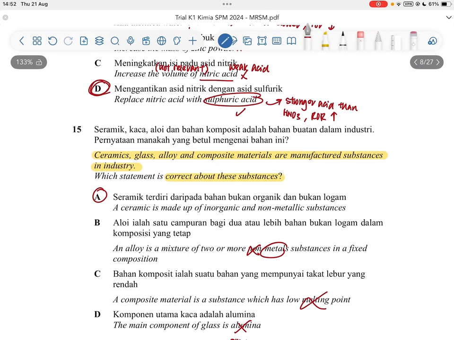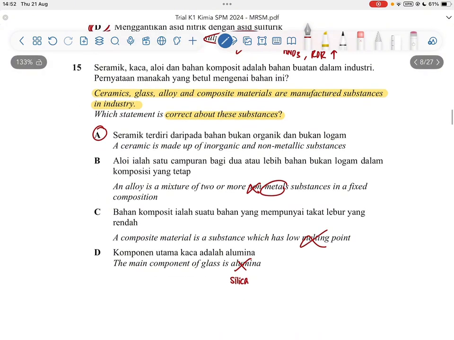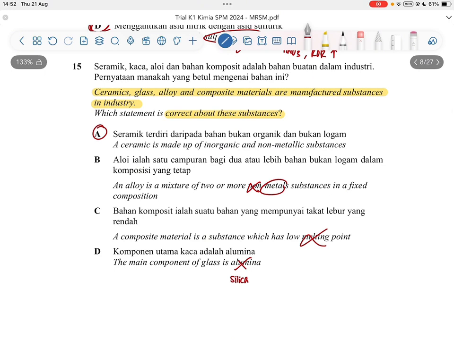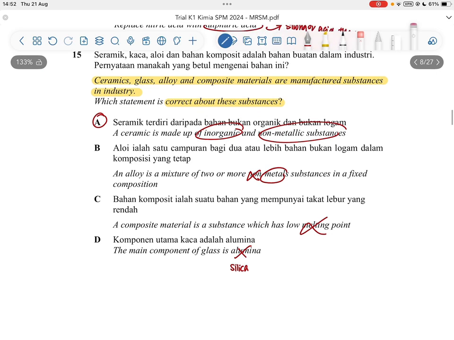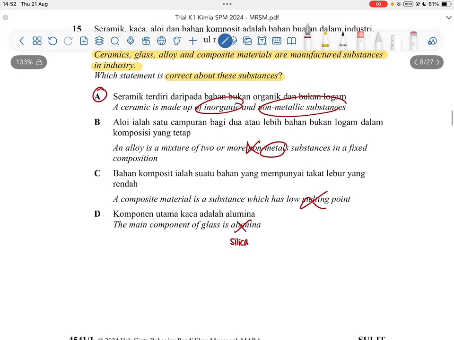Question 15. Ceramic, glass, alloy, and composite materials are manufactured substances in industry. Which statement is correct about these substances? So the answer is A, which is ceramic is made of inorganic and non-metallic substances. The reason why option B is wrong is because an alloy is a mixture of 2 or more metal substances. Alloy is the combination of many metal substances in a fixed composition. So in this question, it is non-metal, so this statement is wrong.